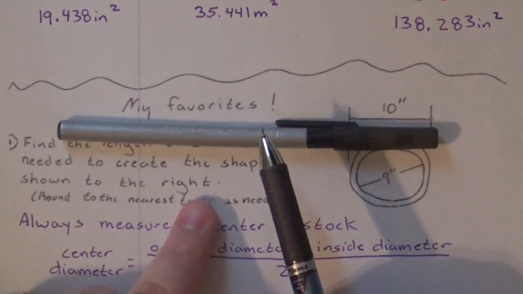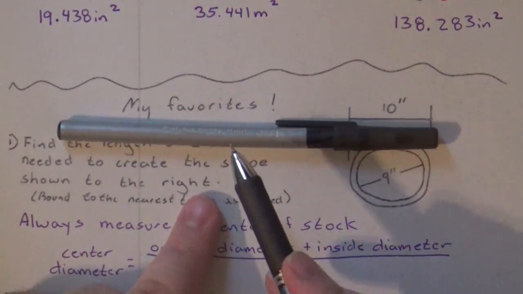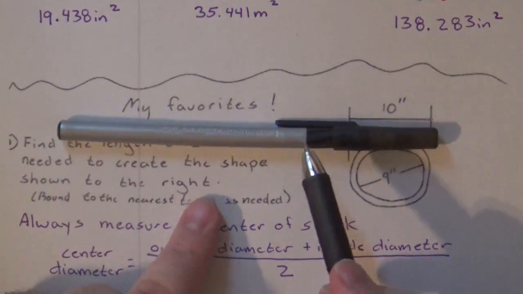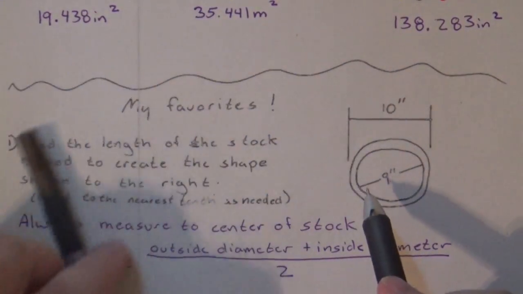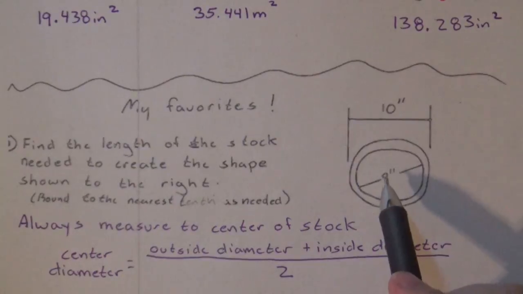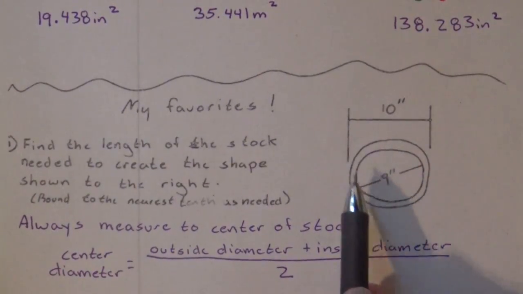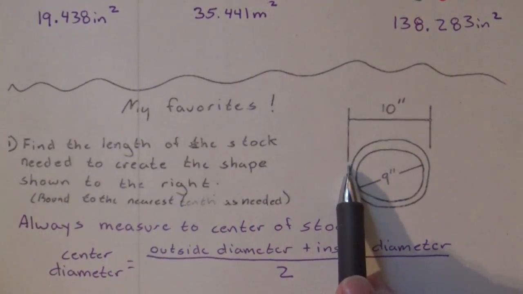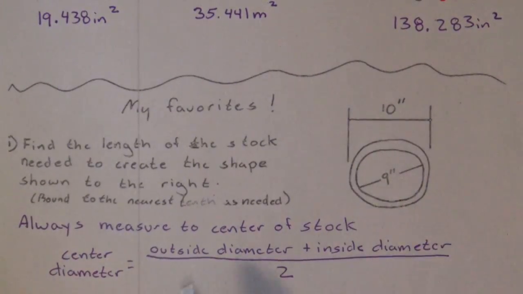And the way we do that is we find the diameter based upon the center of the stock. What do I mean? Let me rephrase this. What we're looking for is what we call a center diameter. This is a Mr. Lewis term. This is not a mathematical term or probably even a professional term, but it's a Mr. Lewis term, the center diameter.